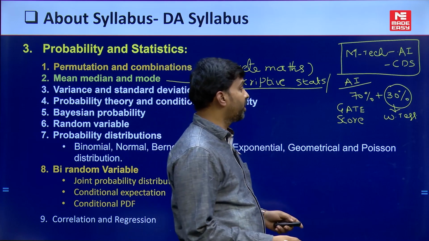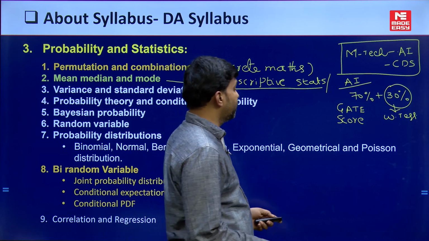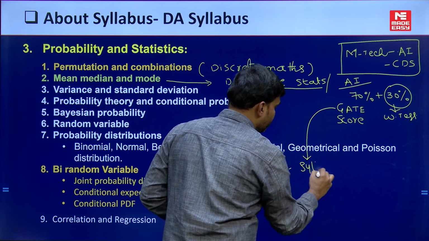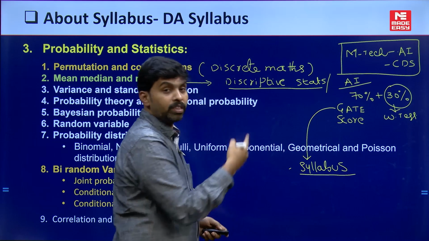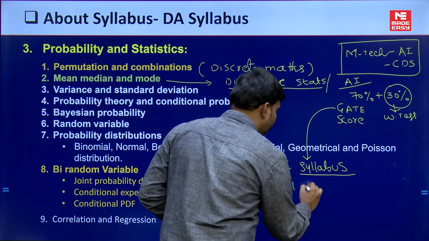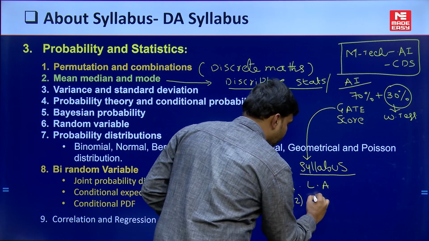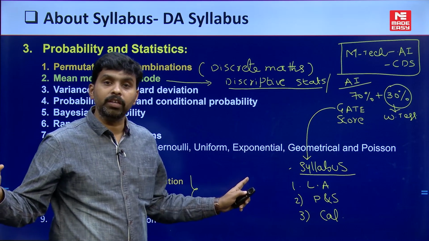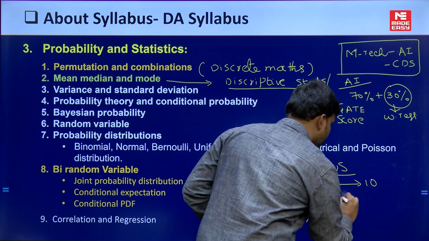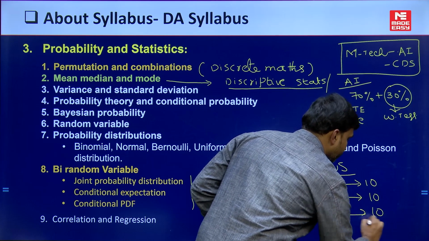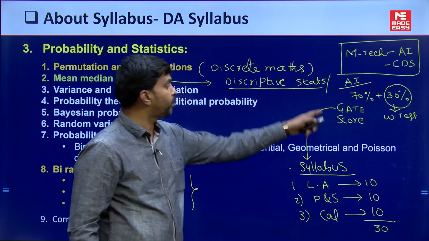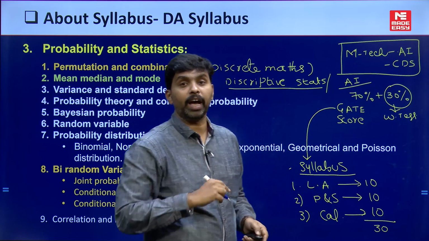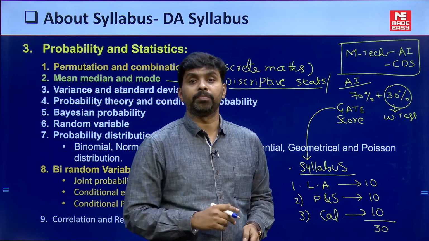What is the syllabus for it, my dear students? The syllabus for the MTech AI paper is linear algebra, probability and statistics, and calculus. These are the 3 topics only, and you will have 10 questions from each. So totally you have 30 marks for the paper, which is 30% weightage, my dear students, if you want to take the MTech course in AI conducted by IISc.